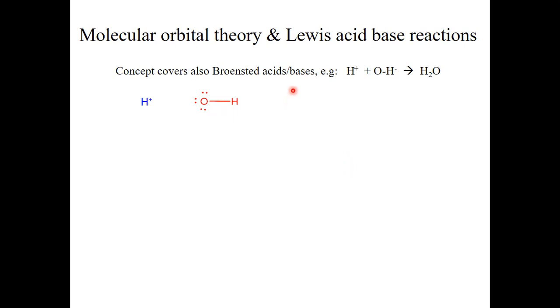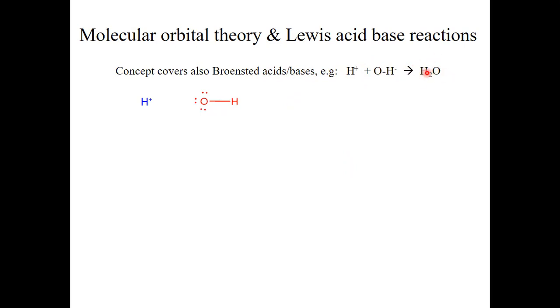So for instance, we can conceive the reaction between an H plus and an OH minus ion to form H2O as a Bronsted acid base reaction. In this case, the OH minus ion would be the proton acceptor, and the H plus would be the proton donor. It donates itself to the OH minus ion to form the water molecule.